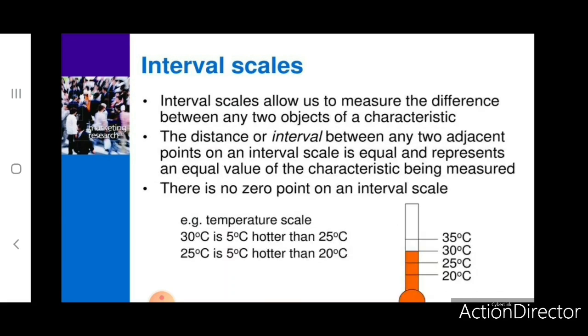Now, the next one is interval measurement or interval scale. This scale or level of measurement has the characteristics of rank order and equal intervals. So, apart from the above two measurement scales, this has an equal interval. This is the difference of the interval scale when compared with nominal and ordinal measurement. The interval scale allows us to measure the differences between any two objects of a characteristic. The distance or interval between any two adjacent points on an interval scale is equal and represents an equal value of the characteristic being measured. There is no 0 point on an interval scale.